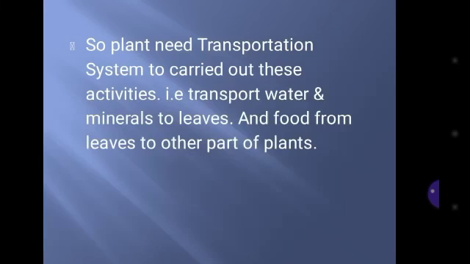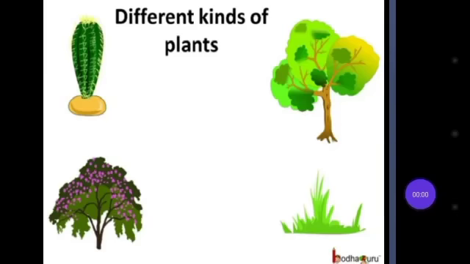These are the activities which need a transportation system. So plants need a transportation system to carry out these activities, that is, transport of water and minerals to the leaves and food from leaves to the other parts of the plant. Students, there are different types of plants and the transportation system is different as per the type of plant. Let us discuss the different types of plants.